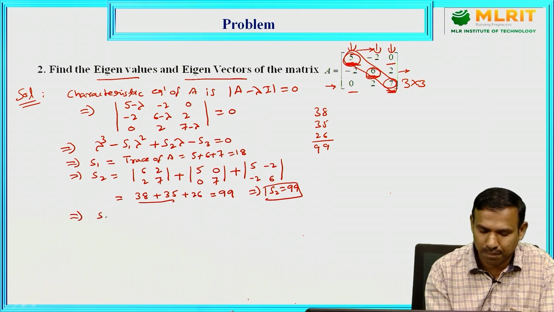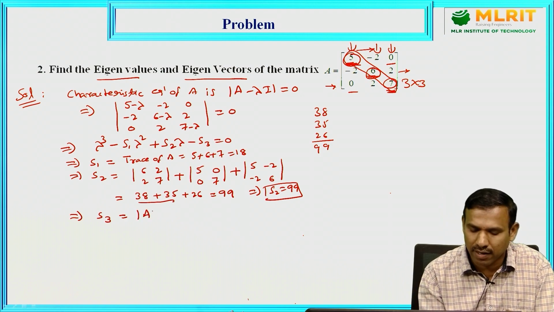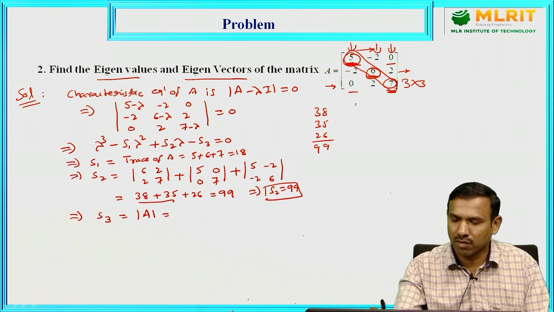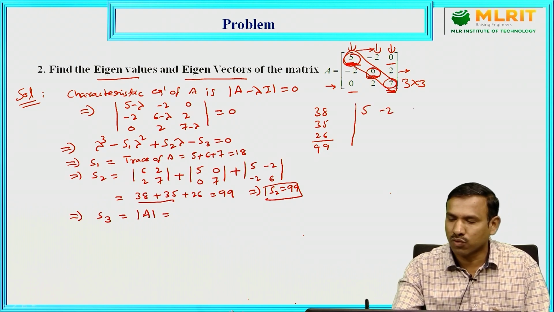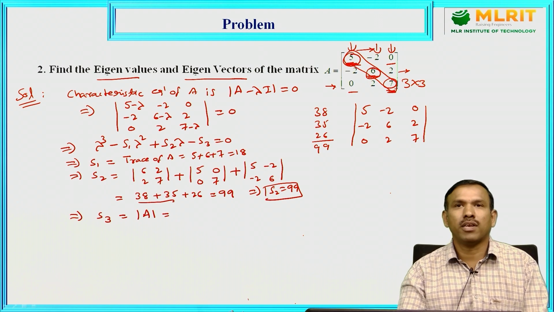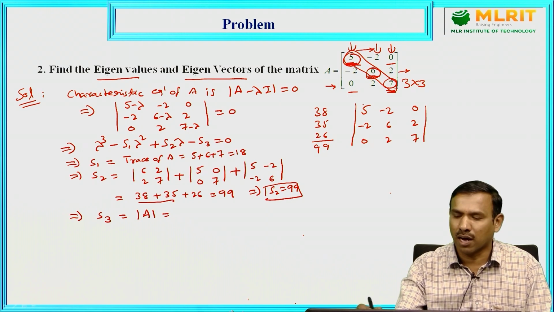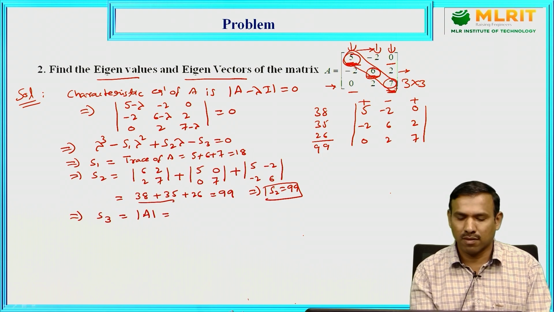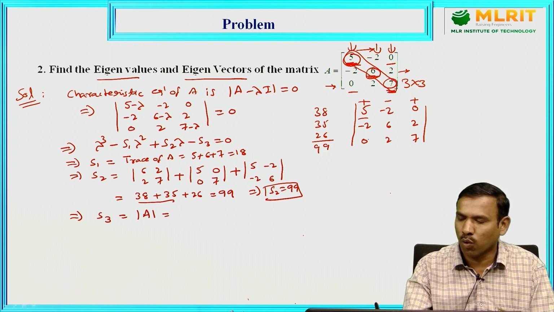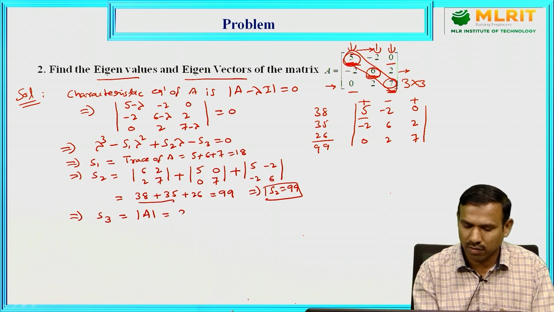What is S3? It is the determinant of the matrix. So how do we find it? Here I am writing 5, minus 2, 0; minus 2, 6, 2; 0, 2, 7. We need to find the determinant of this matrix. As usual we expand along the first row, or the second row or second column, but generally we expand the first row. The signs are plus, minus, plus. For the first element, leaving its row and column, 6 into 7 is 42, 42 minus 4 is 38.